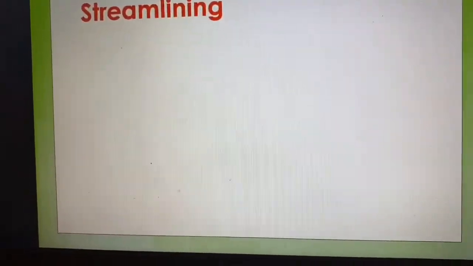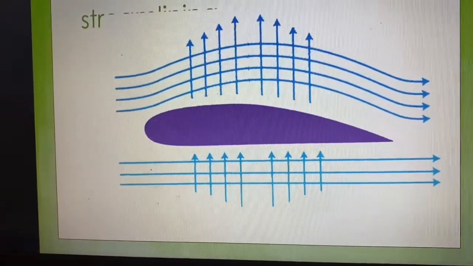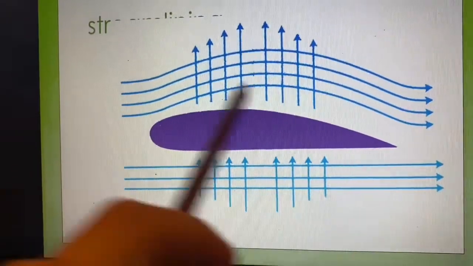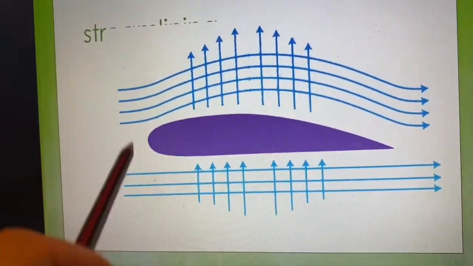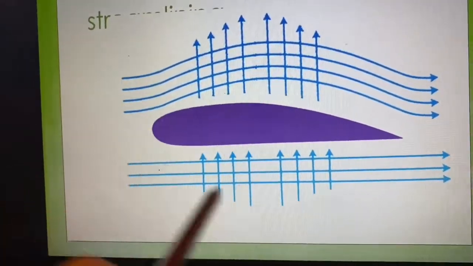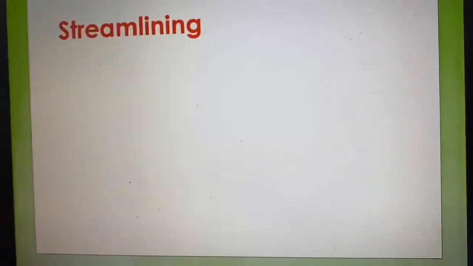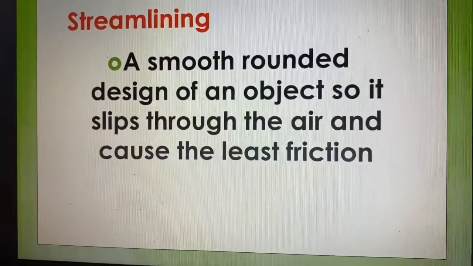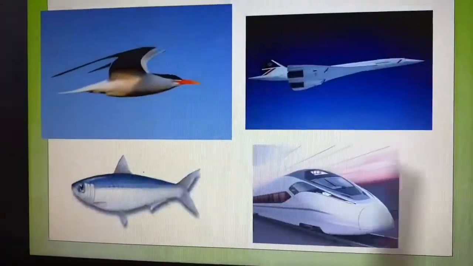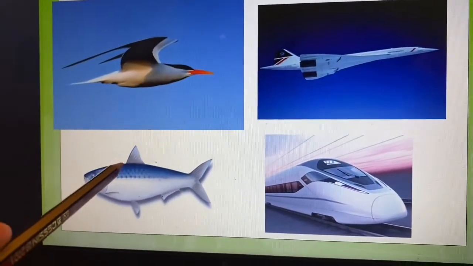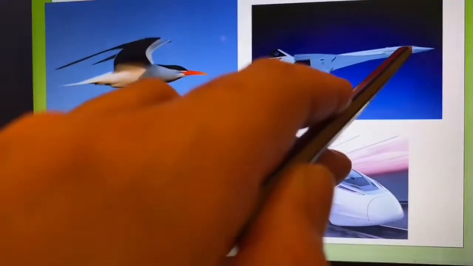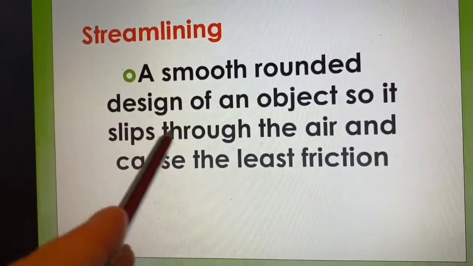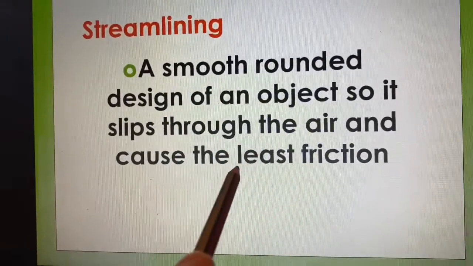Okay? This shape هذا مو مذكور في كتابكم بس I want you to learn it. I want you to memorize it. This shape, the shape of the fish, the shape of the bird, the shape of the train, the airplane, هذا الشيب بنسميه streamlining, الشكل الانسيابي. Streamlining. ايش هو هذا؟ A smooth rounded design. شايفة كيف كلهم smooth and round from the beginning. Okay, of an object so it slips through the air and causes the least friction.